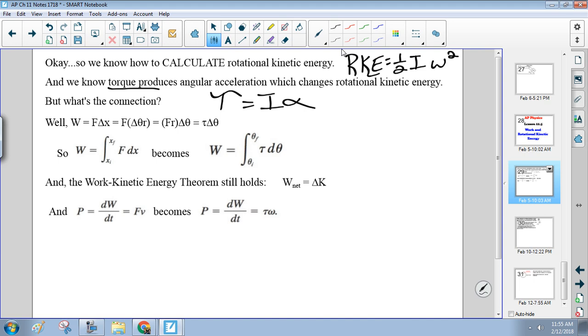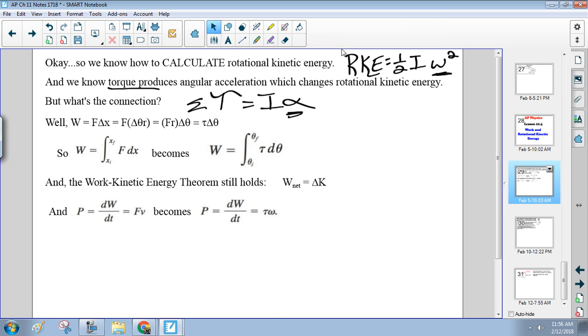And so the idea here is that when you've got a torque on an object, that's going to cause acceleration, that's going to cause a change in angular velocity, right? Okay? So, in the same way that we learned that force causes a change in kinetic energy, torque causes a change in rotational kinetic energy. All right, so what's the connection?